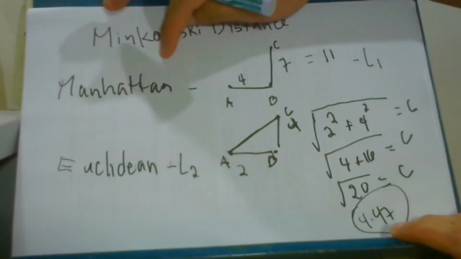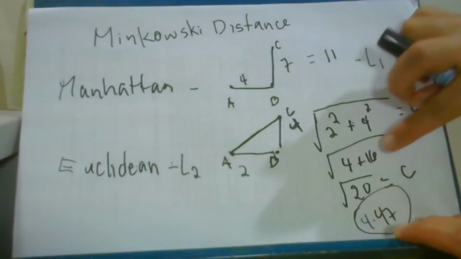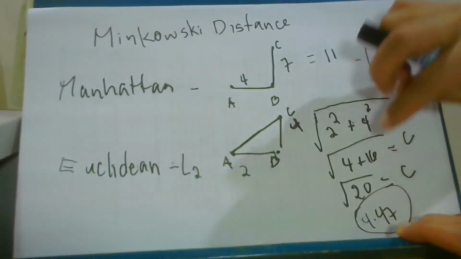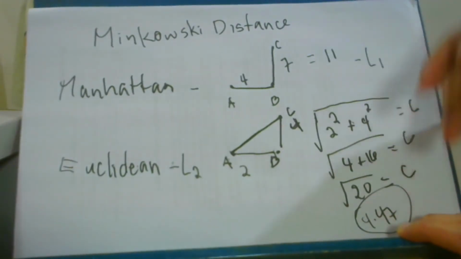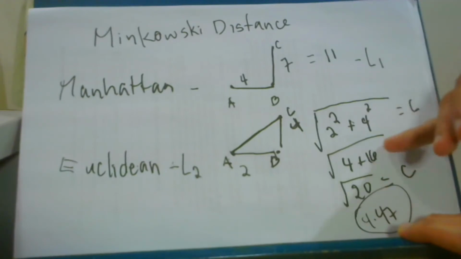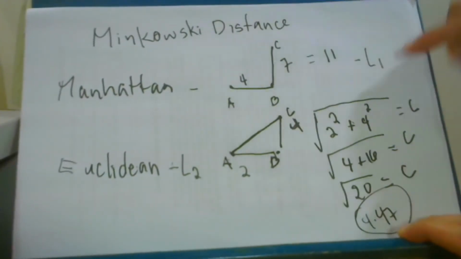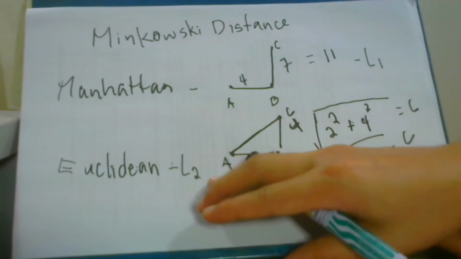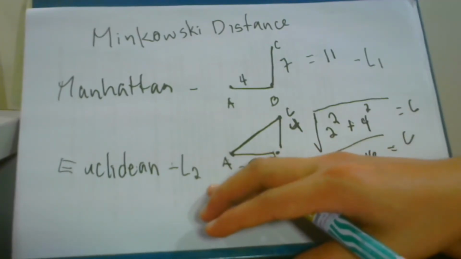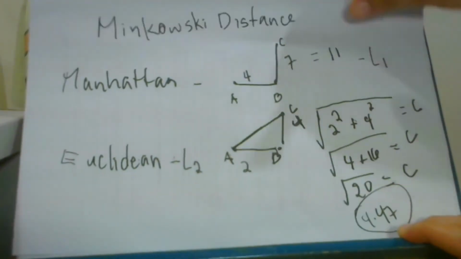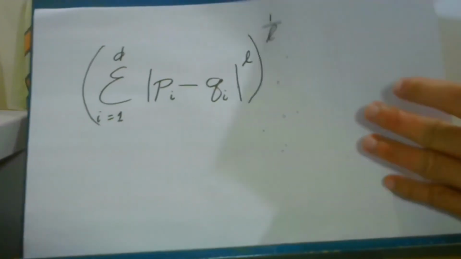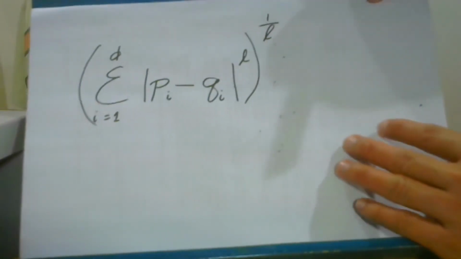Between Manhattan distance and Euclidean distance, this one is actually more famous. Euclidean distance is usually used to measure similarity. Now, Minkowski distance may use the L1 parameter and the L2 parameter. And how is that defined? Minkowski distance is defined by this formula.